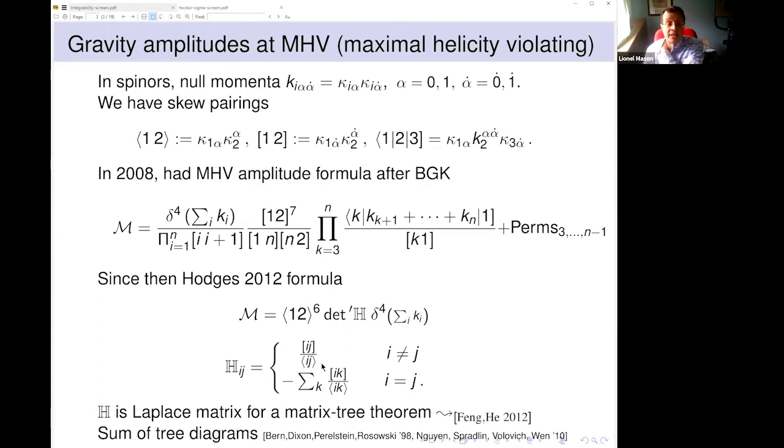This actually is part of a standard theory in combinatorics. In combinatorics, such matrices whose rows and columns add up to zero arise as Laplace matrices for what's known as the matrix tree theorem. And I haven't actually written out what the trees look like, but the matrix tree theorem started life as a way of counting the number of tree diagrams. But you can decorate your trees with propagator factors. And if this [ij] over <ij> is regarded as something associated to an edge joining two nodes, i and j, so that's a propagator factor, this reduced determinant can be seen to actually add up all the tree diagrams for some Feynman-diagram-like theory.